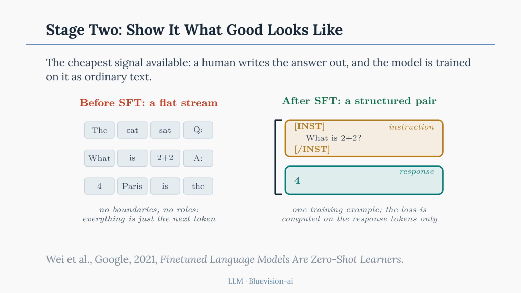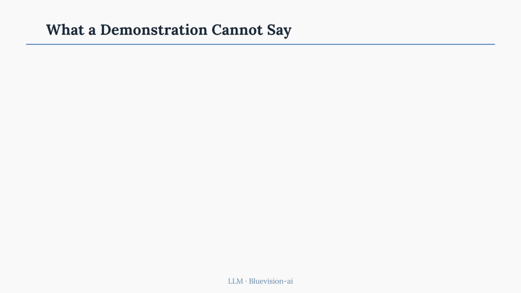The paper called Fine-Tuned Language Models Are Zero-Shot Learners. Their bet was that the capability is already in the weights, and a few thousand demonstrations are enough to teach the shape of an answer. They were right, and every chat model you've used ships a checkpoint trained this way. So we're done, right? Write more demonstrations? Get a better model? Let me show you why that stops working.